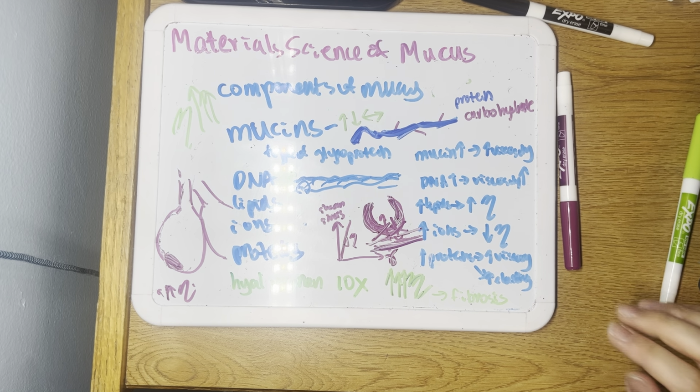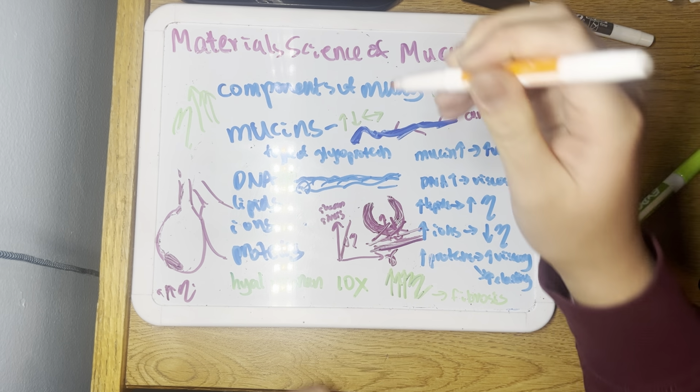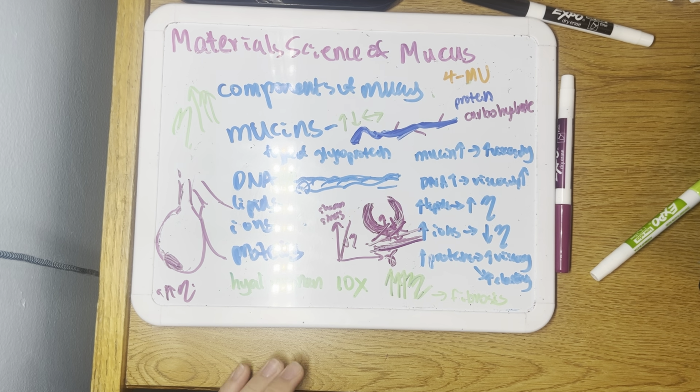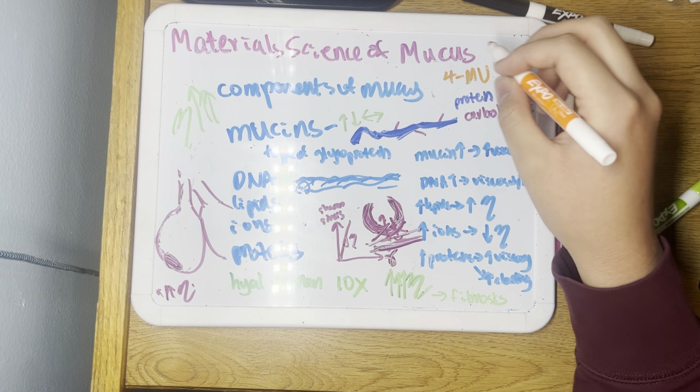Now there's this drug called 4MU. Wait, let me double check that name because I might have put it in the wrong order. It might have been MU4. No, it is 4MU. So it's called 4MU.